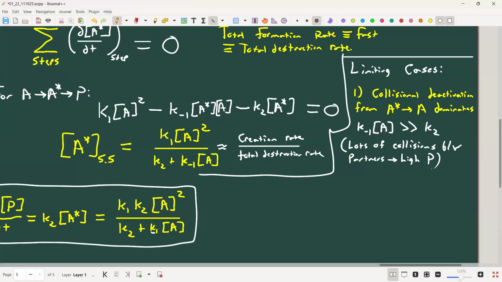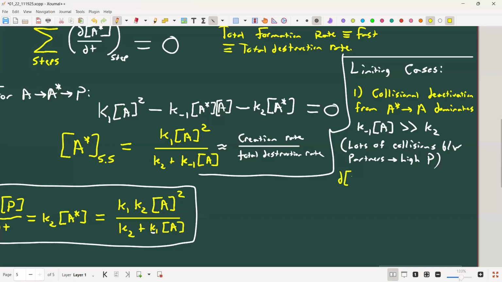All right, what happens? Well, if K1 is much larger than K2, so this product is much larger than K2. Well, if this number right here is 10 million and K2 is 1, then who cares if I write 1 million or 10 million in one denominator? It makes no difference. So I can neglect K2 in that case. Right? And I get that dP dt.